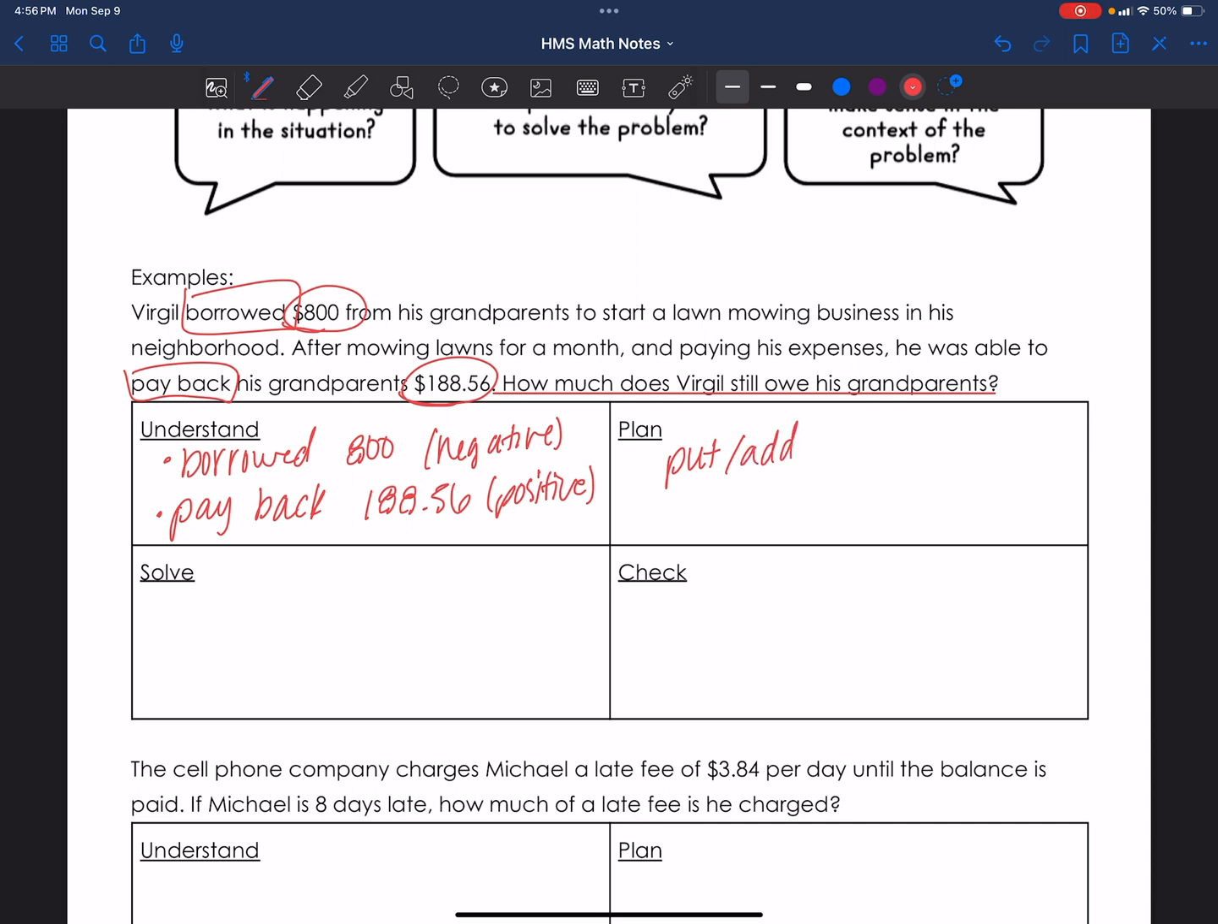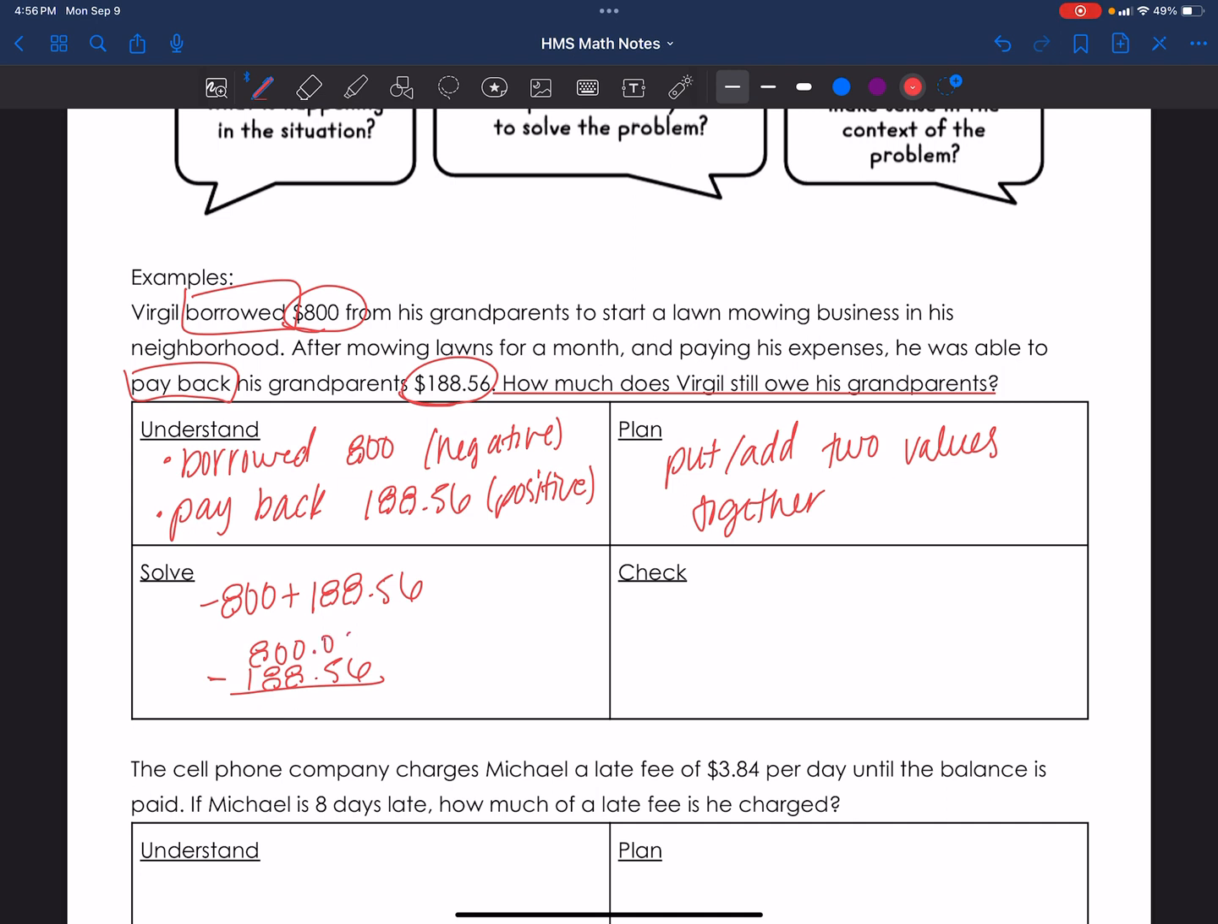So I say add the two values together, because we have negative 800 plus the 188.56. Different signs, subtract, right? Same signs, add and keep, different signs, subtract. They're different signs, so I am going to put the 800 on top because that's my larger absolute value, and the 188.56 on the bottom. I know my answer is going to be negative because I still owe money. Owing someone money is negative on my end because I don't have it. It's not mine. I owe it to someone else.